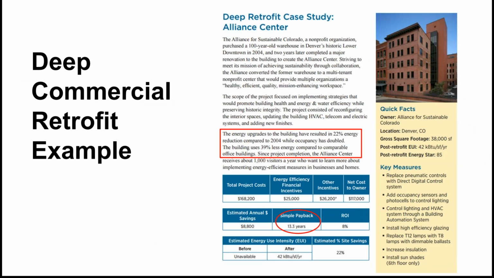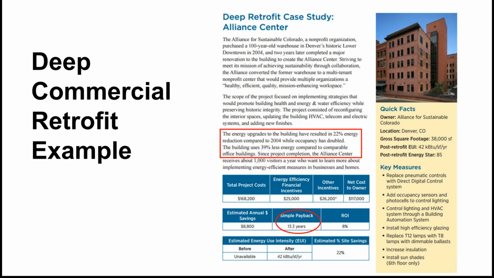So I grabbed an example off of a deep commercial retrofit. This is a building called the Alliance Center. It's a nonprofit organization in Colorado. And I thought this was an important example because it is a 100-year-old building. It's much easier to see what you could do when you're thinking about a newer building that maybe already has some of these basic things in place. But it's also possible to do pretty significant retrofits for an older building.